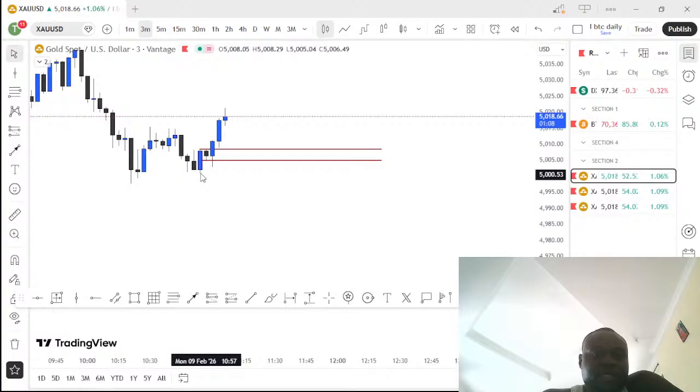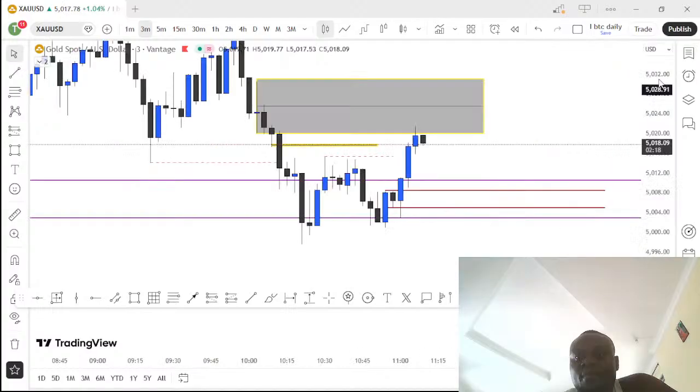Perfect. So what caused this break of structure? The last candlestick. Now we can say this is the candle where we should focus on selling. So guys, you can just sell. Why do I say sell? Because of this candle here.